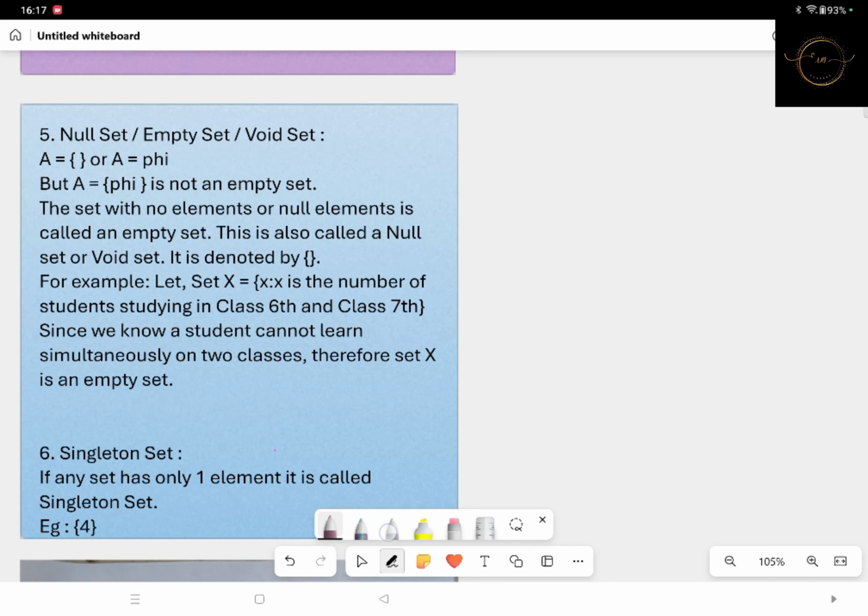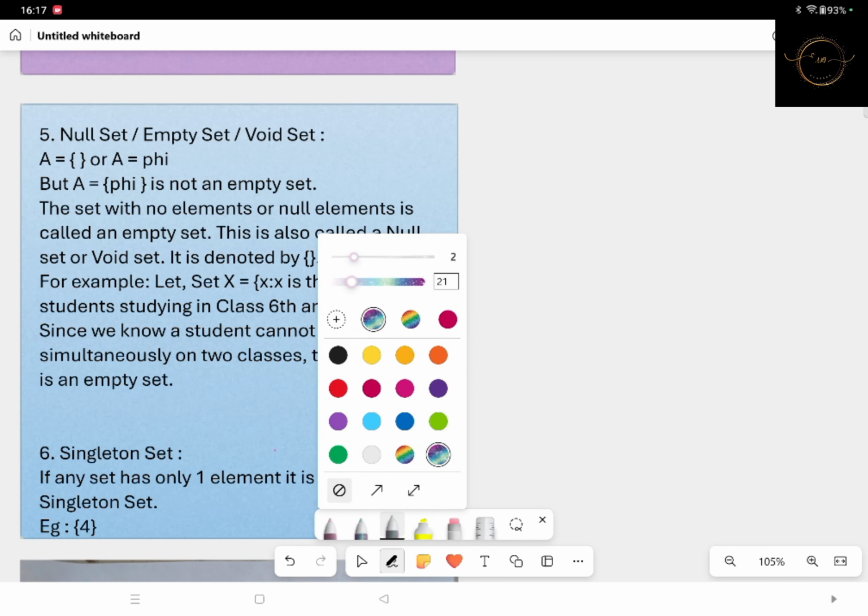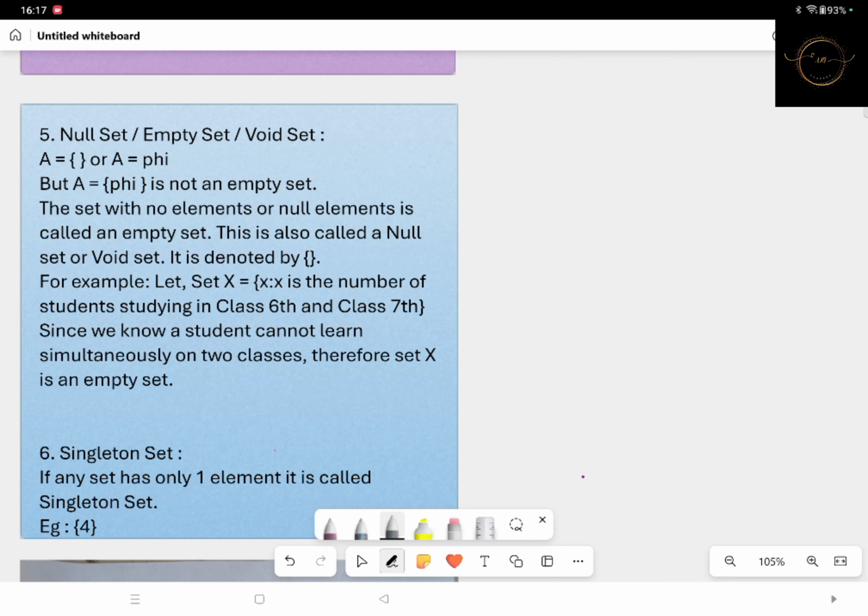Next, we will learn about a new type of set, that is null set or empty set or void set. Actually, this set can be named by any one of these names. And next, we will learn about singleton set, because they have a close connection. So therefore, we will learn this together. Then you can easily find out the difference between the two. There is a clear difference between the two.